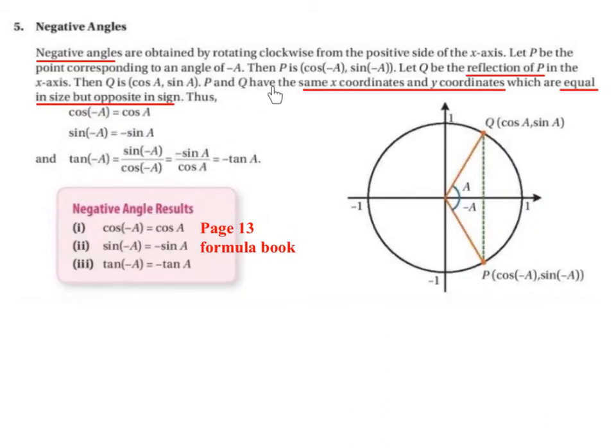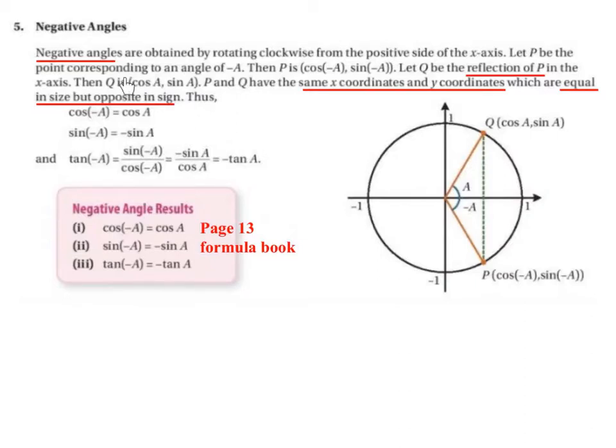P and Q have the same x coordinates, and y coordinates which are equal in size but opposite in sign. Thus, cos of minus A is equal to cos of A. Sine of minus A is equal to minus sine of A. And tan of minus A is equal to sine of minus A over cos of minus A. And sine of minus A is minus sine of A. Cos of minus A is cos of A. And a minus divided by plus is a minus. And sine of A divided by cos of A is tan of A.